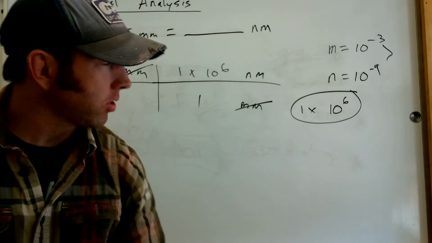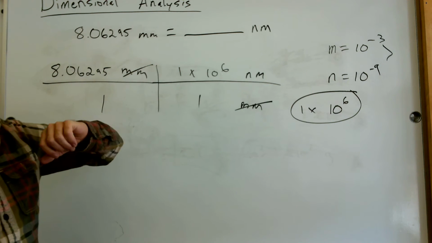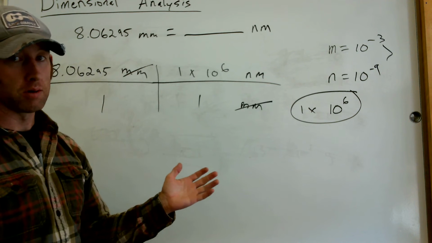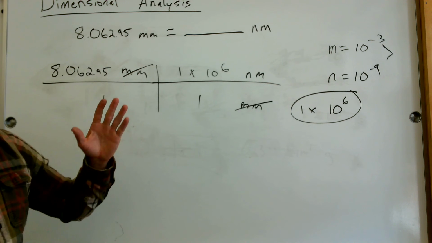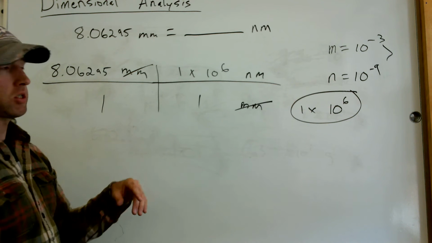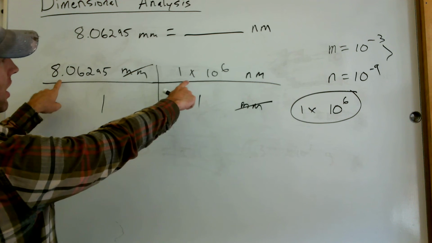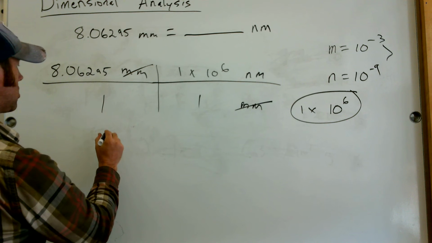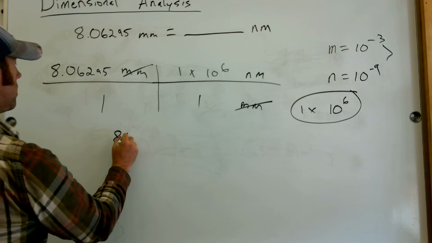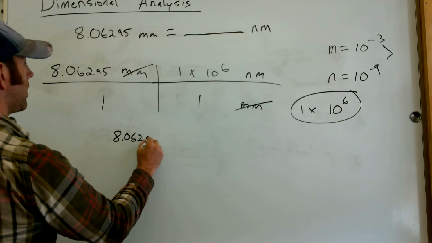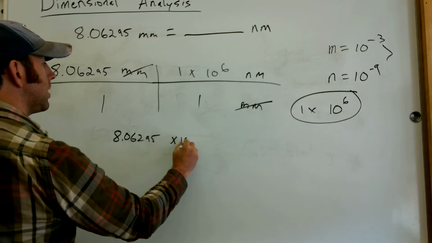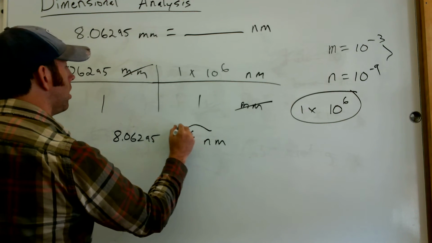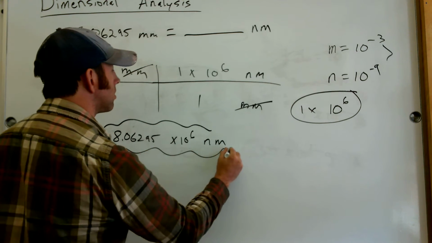Now, notice this is 1 times 10 to the 6th. That's a million. That means my answer is probably going to come out to a big number. All right? So I'm going to leave this then in scientific notation. Now, the beauty here is I don't even need a calculator. I'm taking this times a million. So that just means I'm going to go 8.06295 times 10 to the 6th nanometers. And there's my answer.